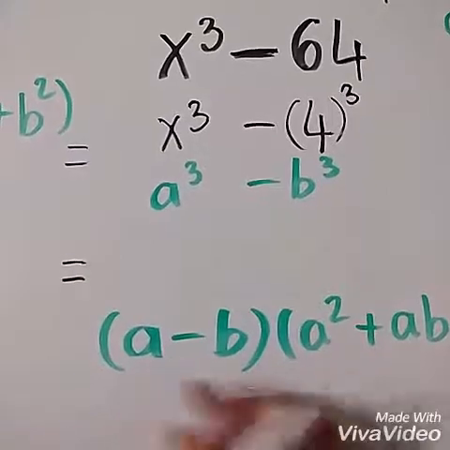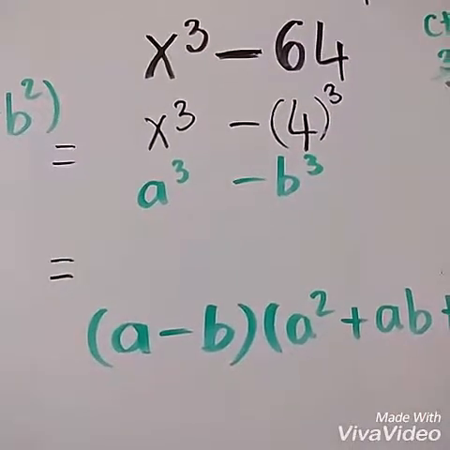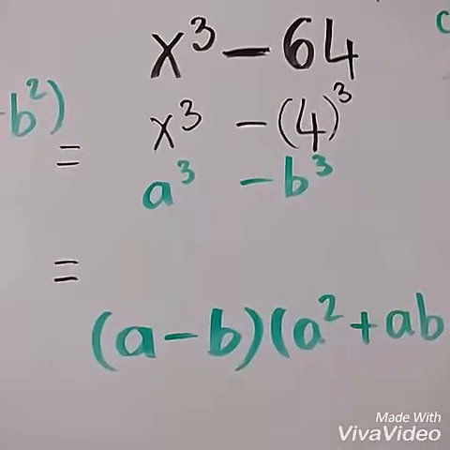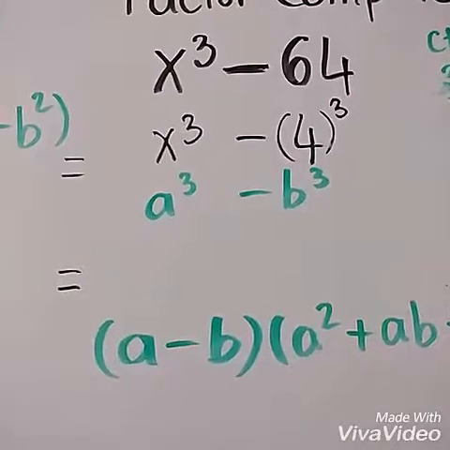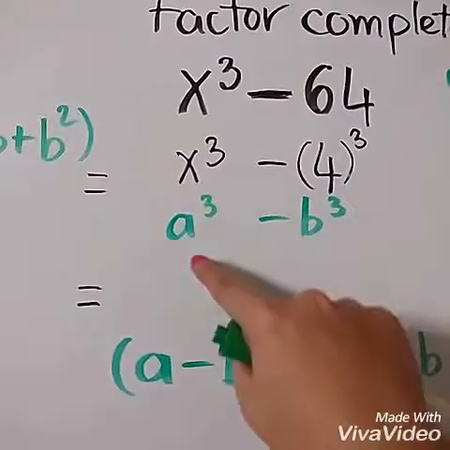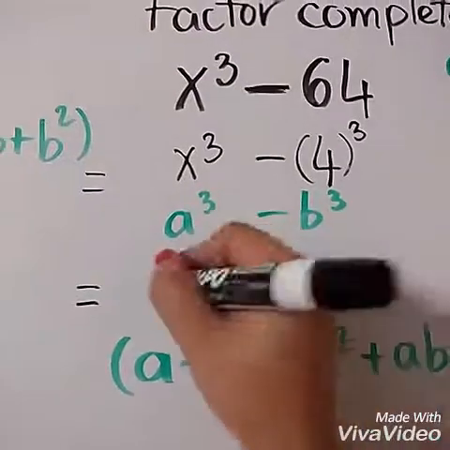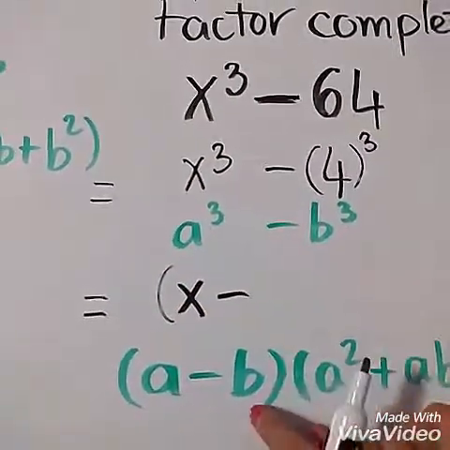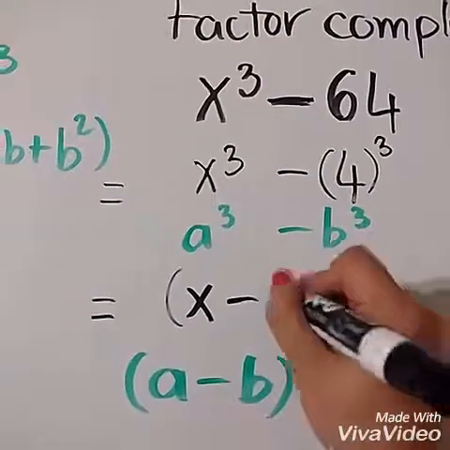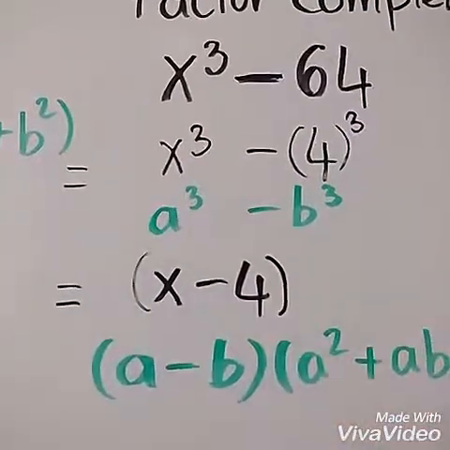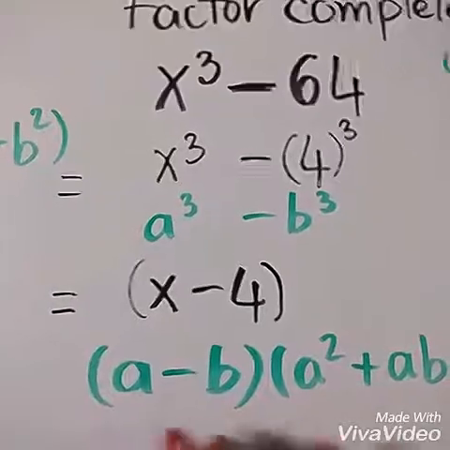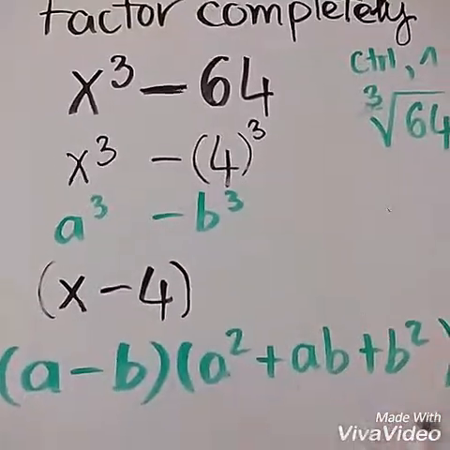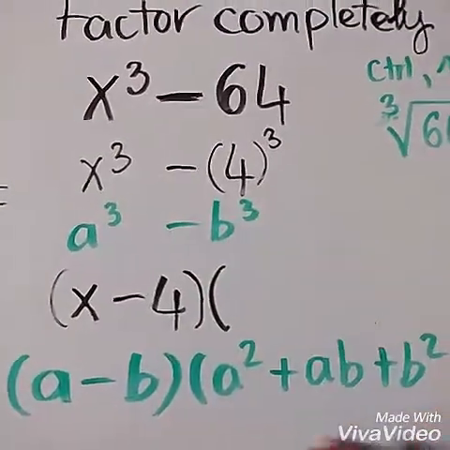So the formula says a minus b. In this case, your a is your x, so you're going to write x minus b, which is 4, so I'm going to write x minus 4. So we're done on the first part. Now let's move on to the second part so we can complete this factoring.